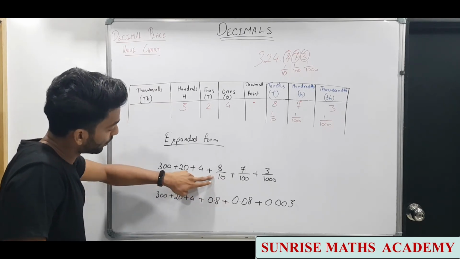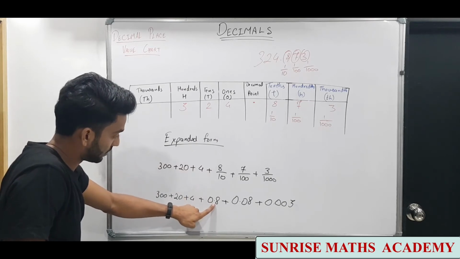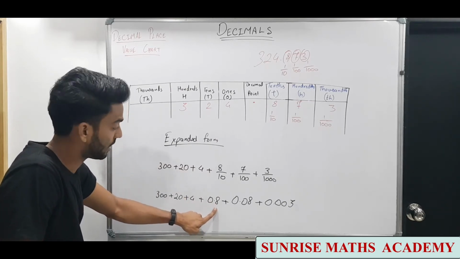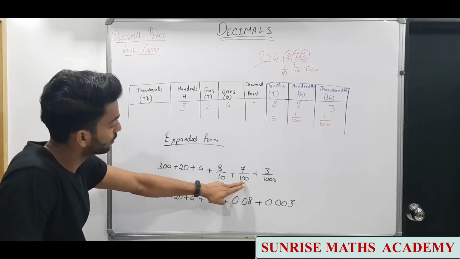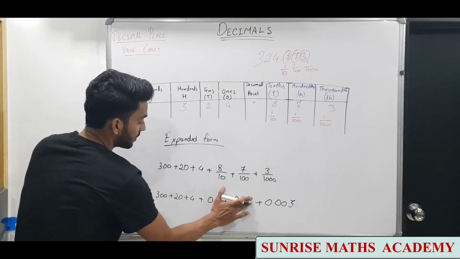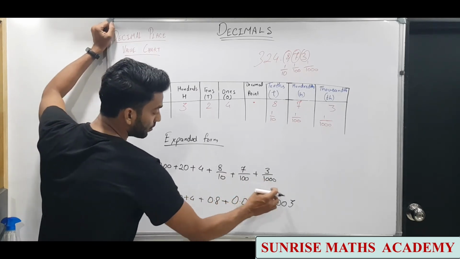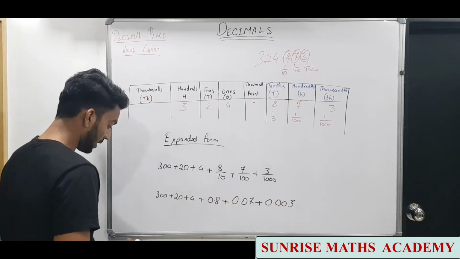So from here, how do you write? 8 upon 10, so 0.8. There will be no zeros between the decimal and the digit 8. But here 2 zeros are there in the denominator, so it will be 0.07. Sorry. And then 1000 is there in the denominator, so there will be 2 zeros and then the number. So that's how we write it in the expanded form.